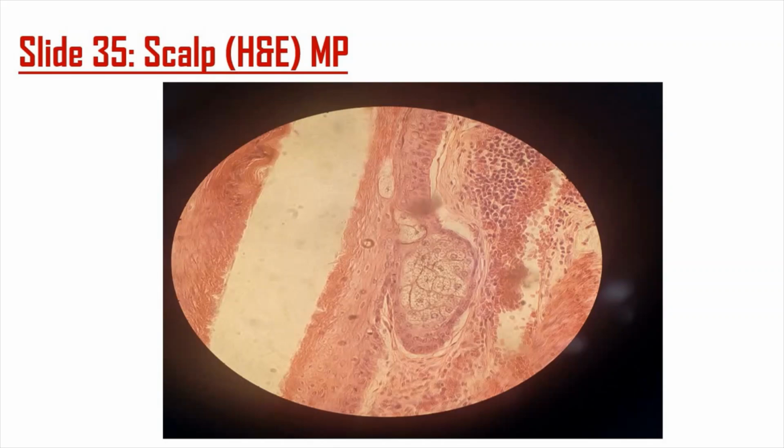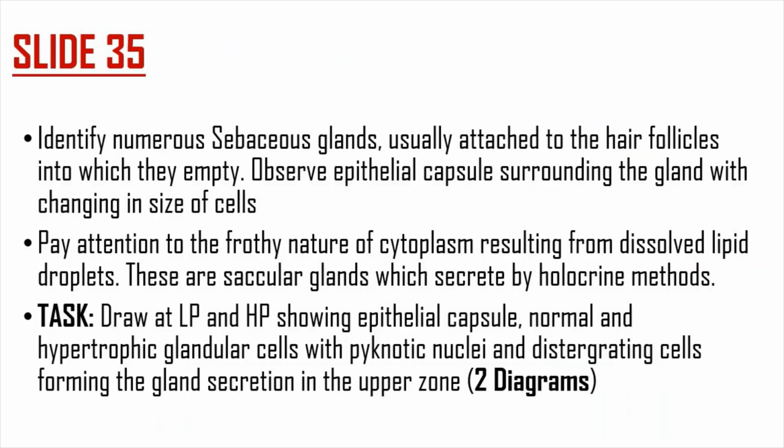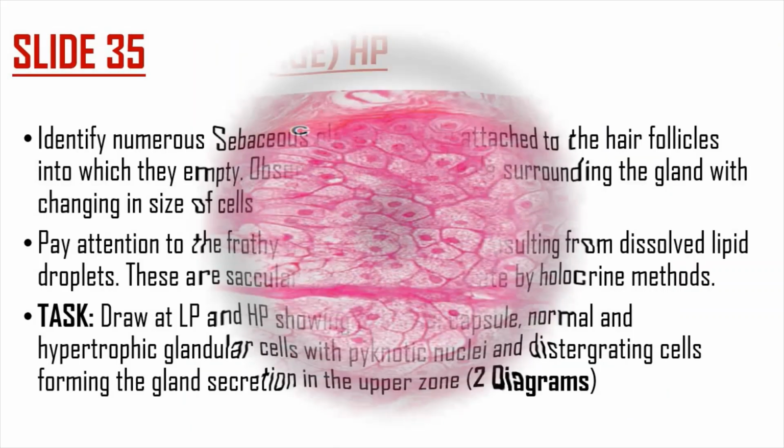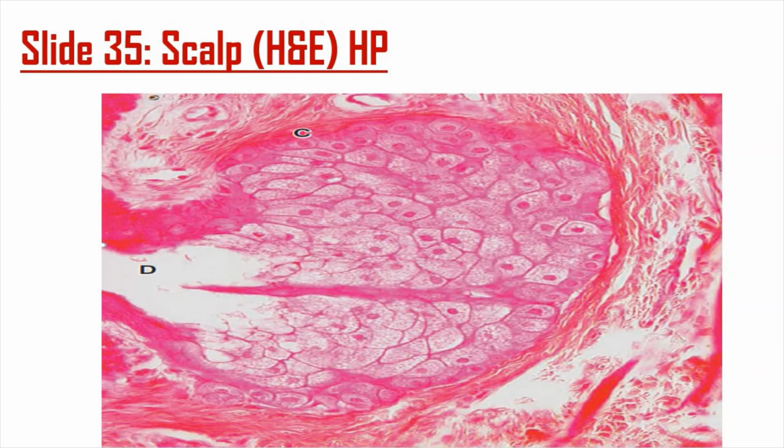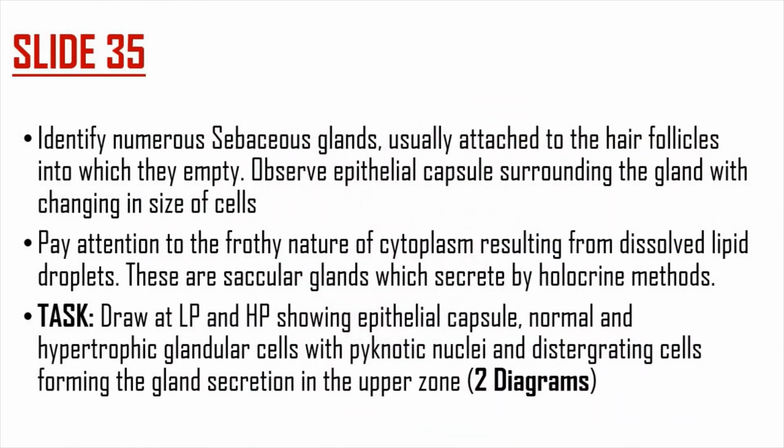So this slide shows you sebaceous glands. This is a sebaceous gland. A sebaceous gland is usually attached to the hair follicle, and it is not straight like a sweat gland. Both a sweat gland and a sebaceous gland are found under the skin. The sebaceous glands are usually attached to the hair follicle, into which they empty.